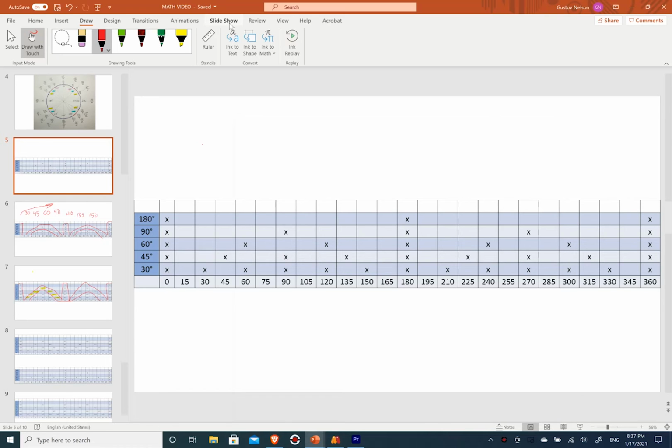At 15 degrees, nothing is marked. At 30 degrees, 30 is marked. At 45 degrees, 45 is marked. Then at 60 degrees, both 30 and 60 are marked. At 90, only 30, 45, and 90, but not 60 are marked. But what emerges is the sort of mountains that emerge.